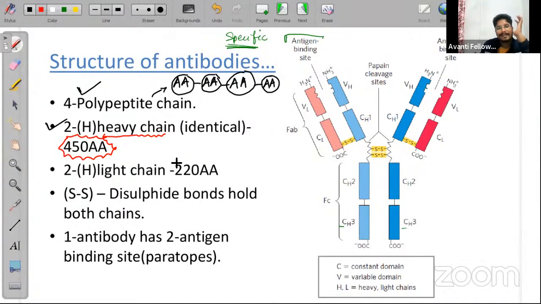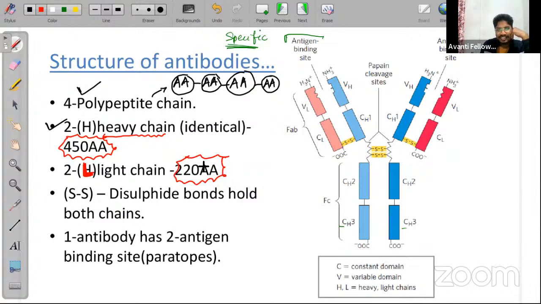Is that clear to everybody? Right? And the other will be your two light chains. This will be L instead of H. यहाँ पे L होना चाहिए. Okay, two light chains which are made up of 220 amino acids, 450 and 220 amino acids.